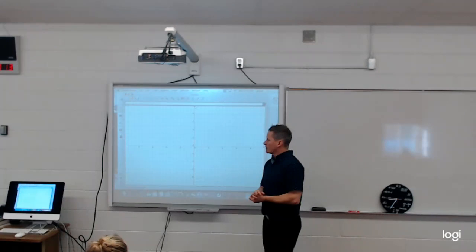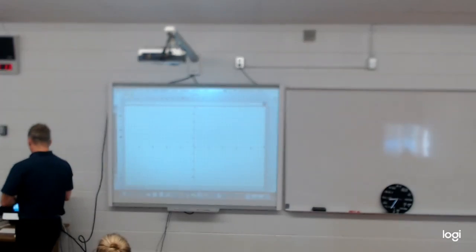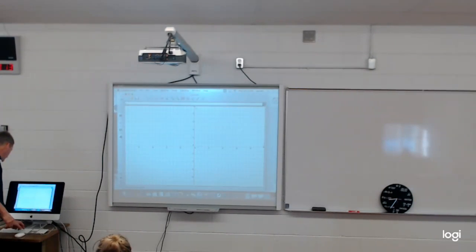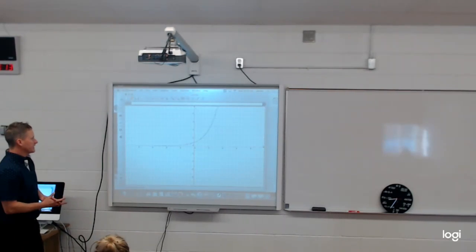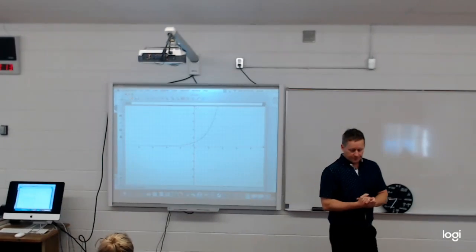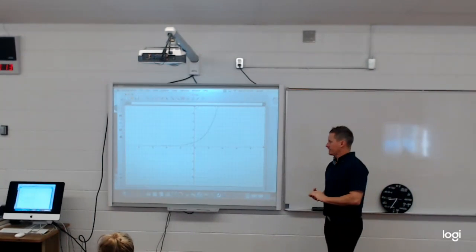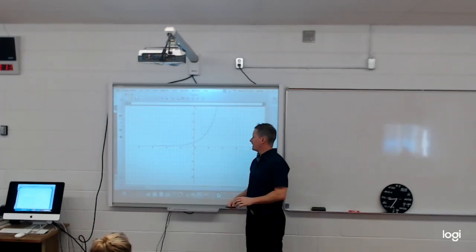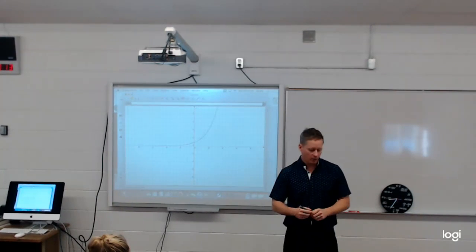The first equation I'm going to look at is y equals 2 to the power of x. The graph looks like this. Now, there are four characteristics about this graph that we need to take note of.